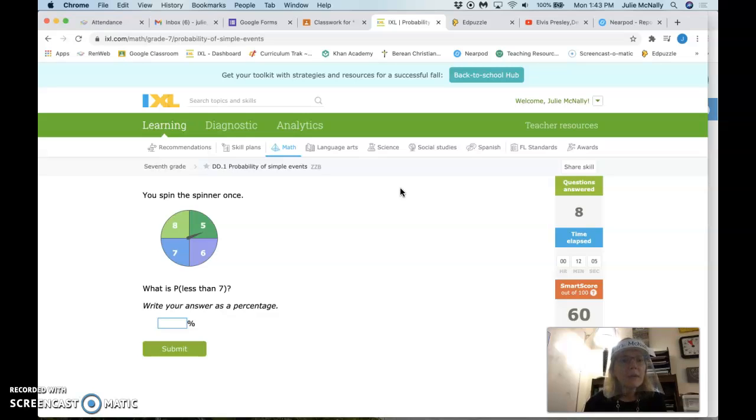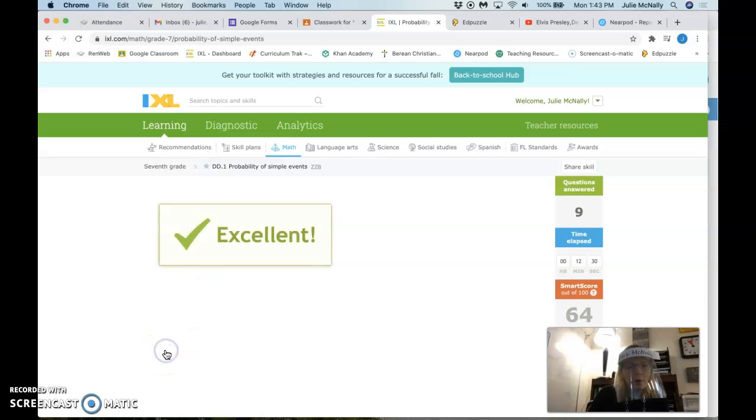So you spin the spinner once. What is the probability that you get less than 7? So how many less than 7 choices are there? There's 2. Oh, it's a percentage though. Out of 4 total. So 2 out of 4 is the same as 50%.